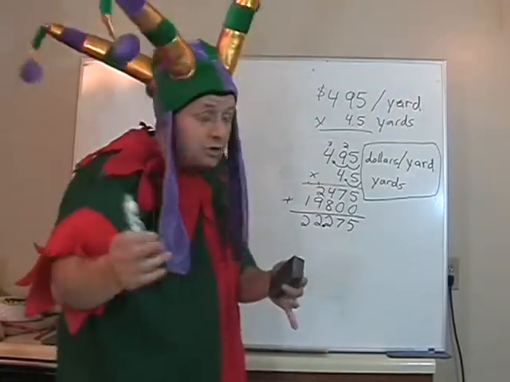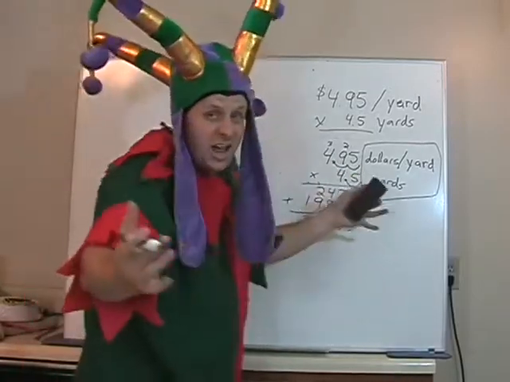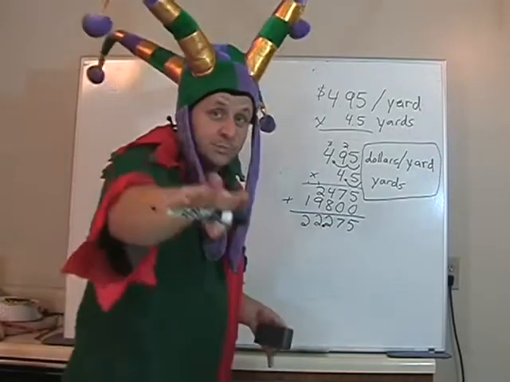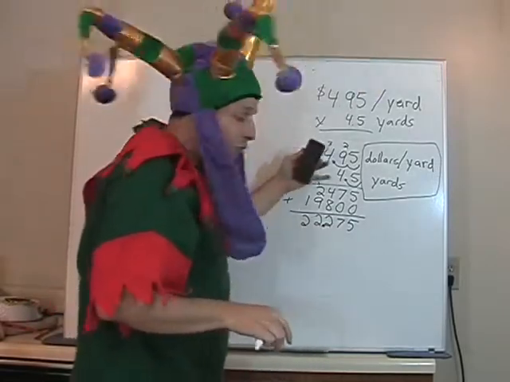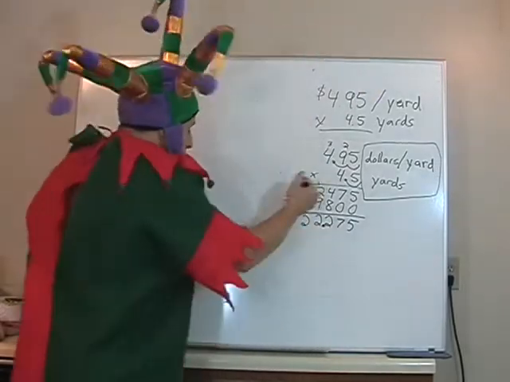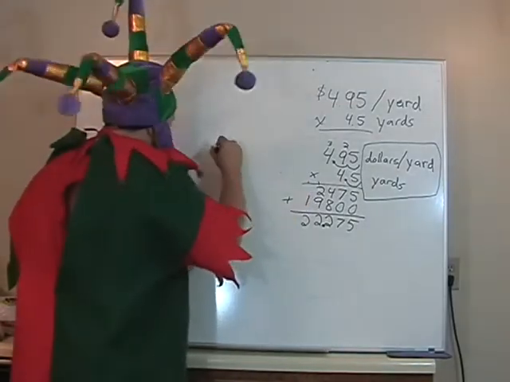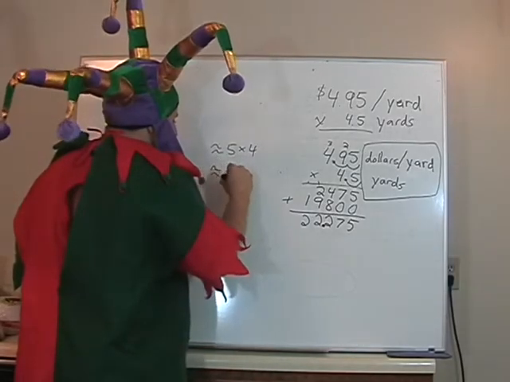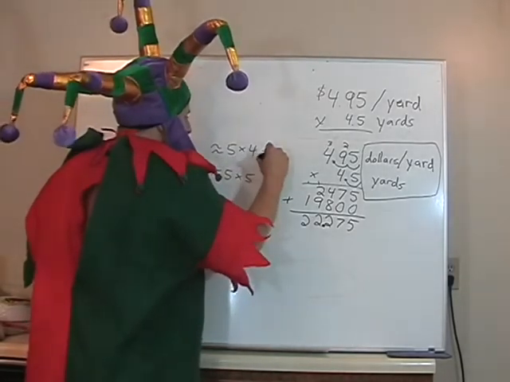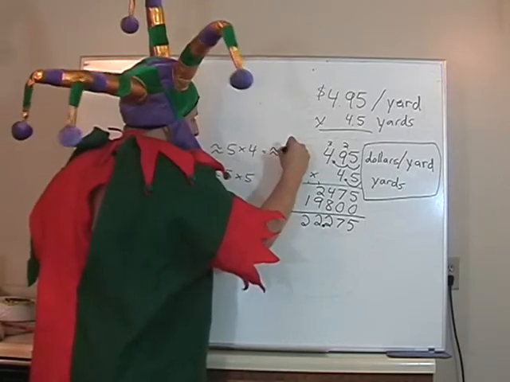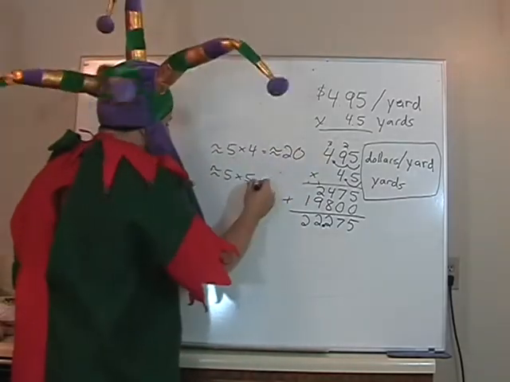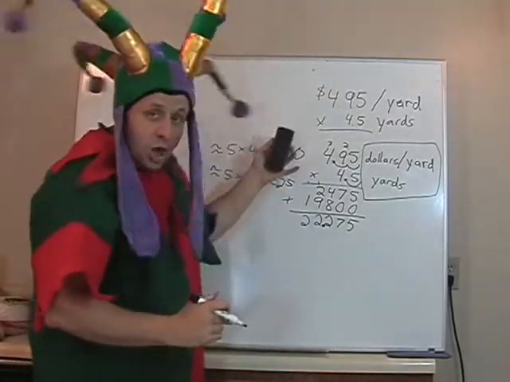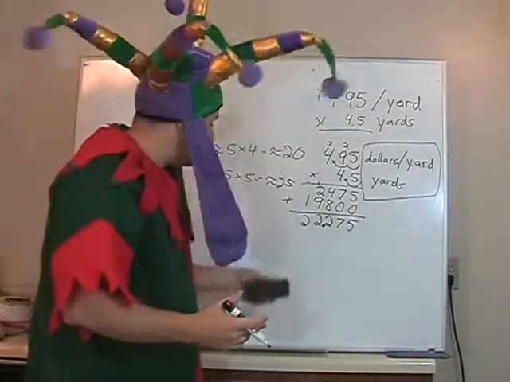Now, if you want to do a quick mental check, you can look at it this way. 4.95, that's pretty close to 5, right? That's approximately 5. And 4.5, that's between 4 and 5. So if we multiply those together, we know that it's going to be somewhere between approximately 5 times 4, 20, and approximately 5 times 5, 25. So we should know that our answer is going to be somewhere between 20 and 25, and sure enough it is.